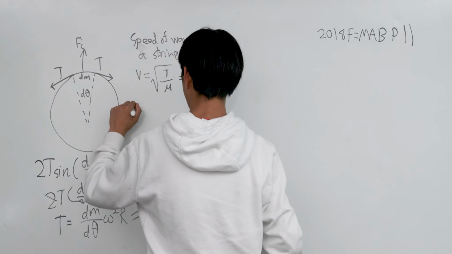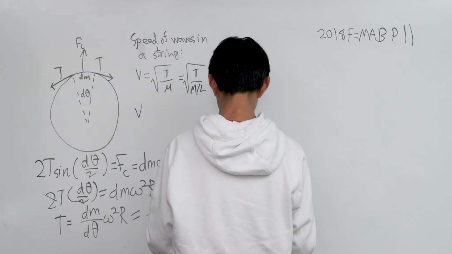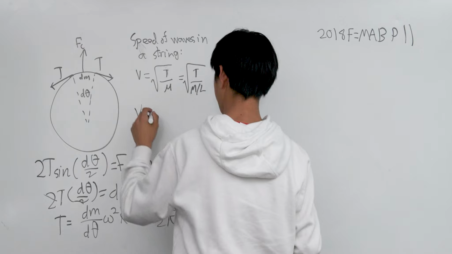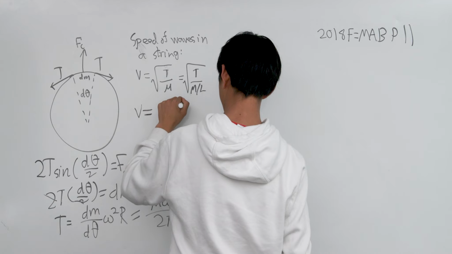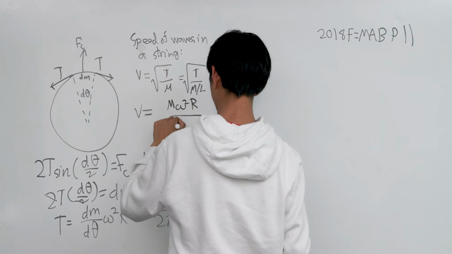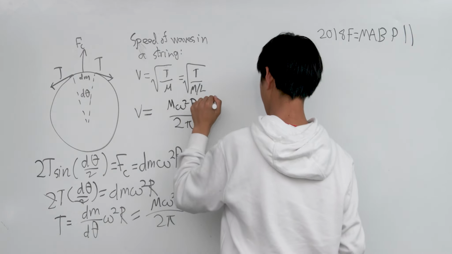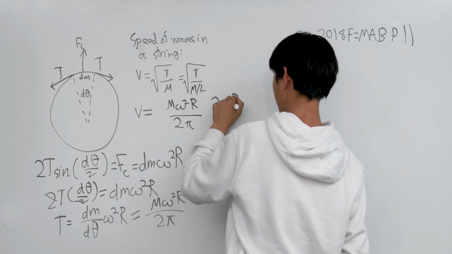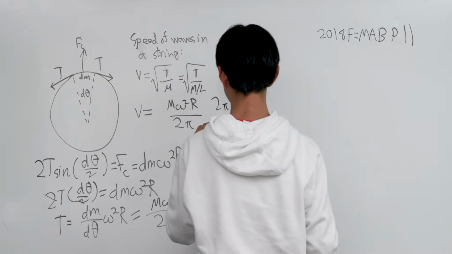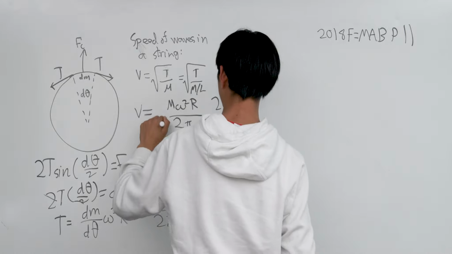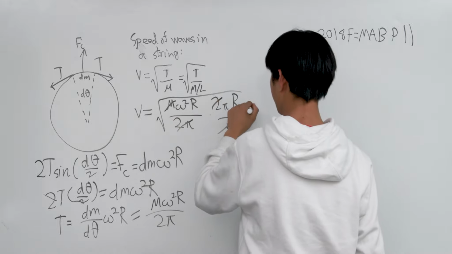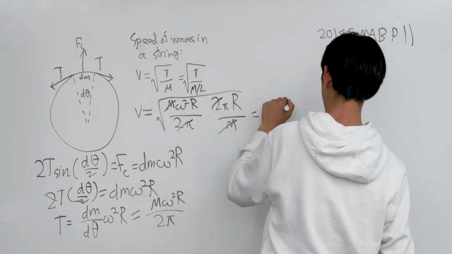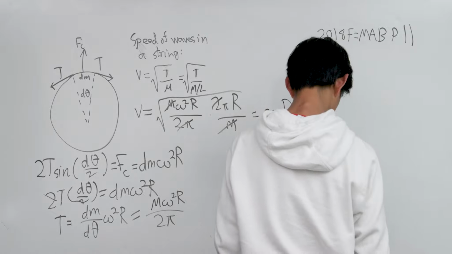So we can reiterate it in this case. We have velocity, if it's doubled, we have the square root of m omega squared r over 2 pi times 2 pi r over m, square rooted. And all of this, we just get omega times r.